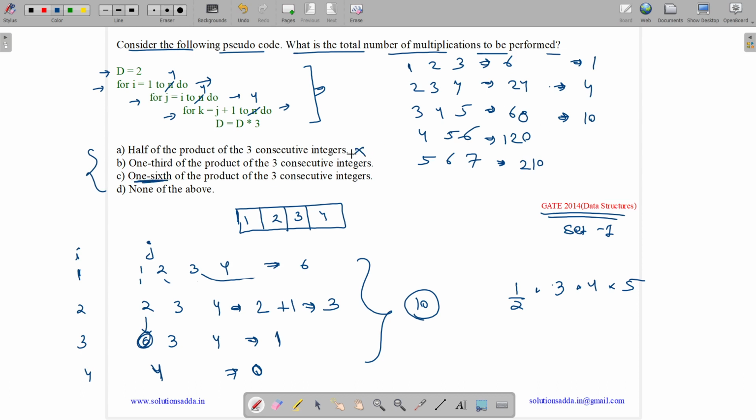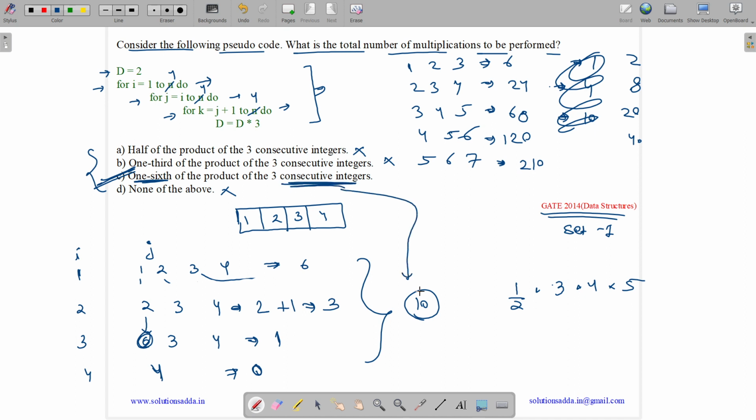Okay, so 1/6 is possible. Half is not possible. Let us do 1/3. So 6 by 3 is 2, 24 by 3 is 8, 60 by 3 is 20, 120 by 3 is 40. See here, 10 is not coming and it is increasing. So 1/3 is also not possible. None of the above is also not possible. So answer is 1/6 of the product of 3 consecutive integers.